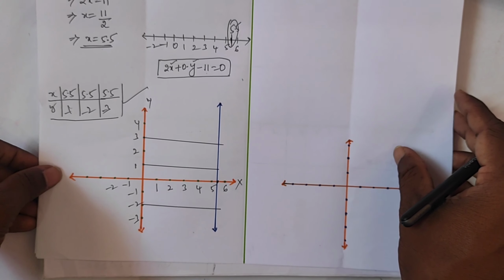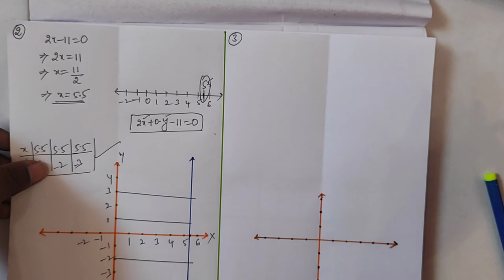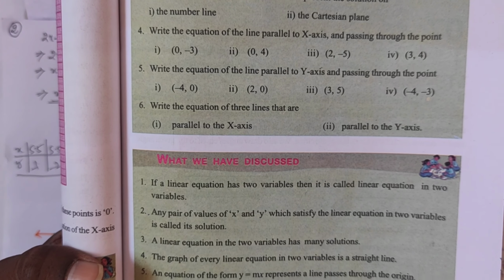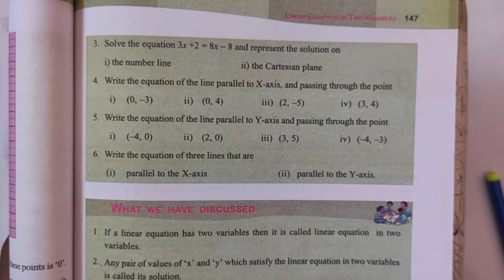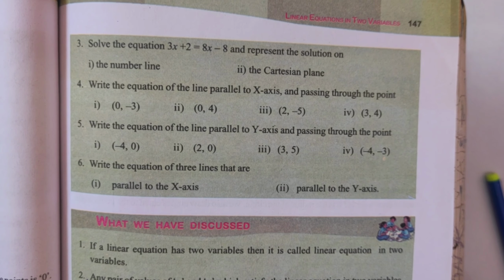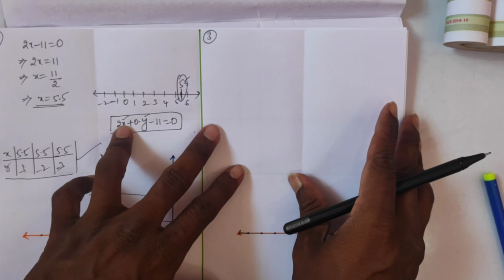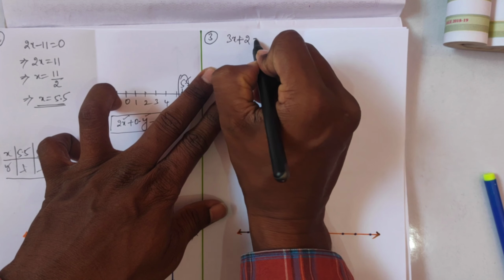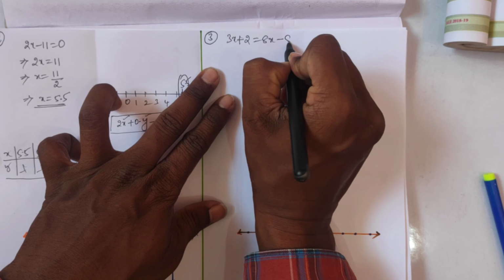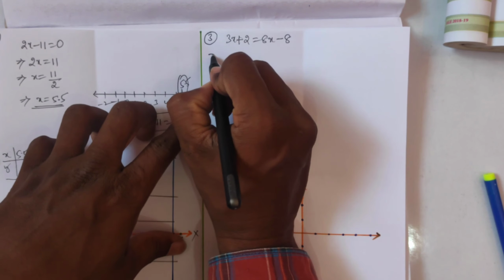Is it clear, everyone? Next, question number 3. Question number 3 is what? Solve the equation 3x plus 2 equals 8x minus 8 and represent the solution on the number line and the Cartesian plane. Same method. First, what is the given question? We'll write here 3x plus 2 equals 8x minus 8. Okay, first we have to solve this equation. So how will you solve this equation?